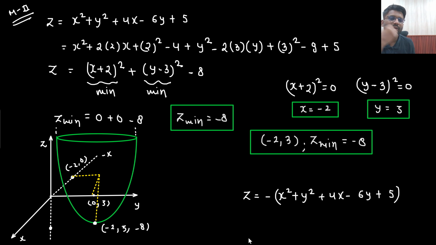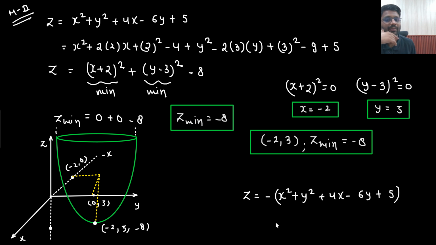Can you let me know what will be the point of maxima? Or will you get minima or maxima? Like here maxima will be at infinity, the point of minima is minus 2 comma 3. So what will be the point of maxima?